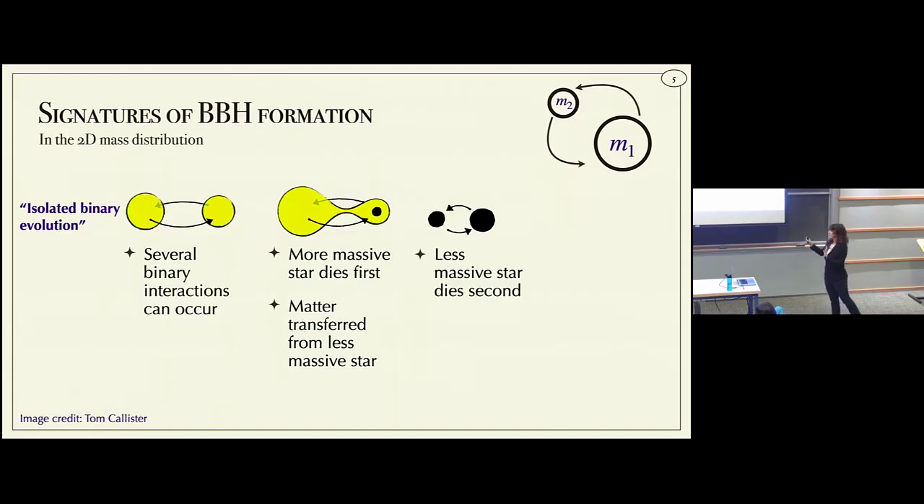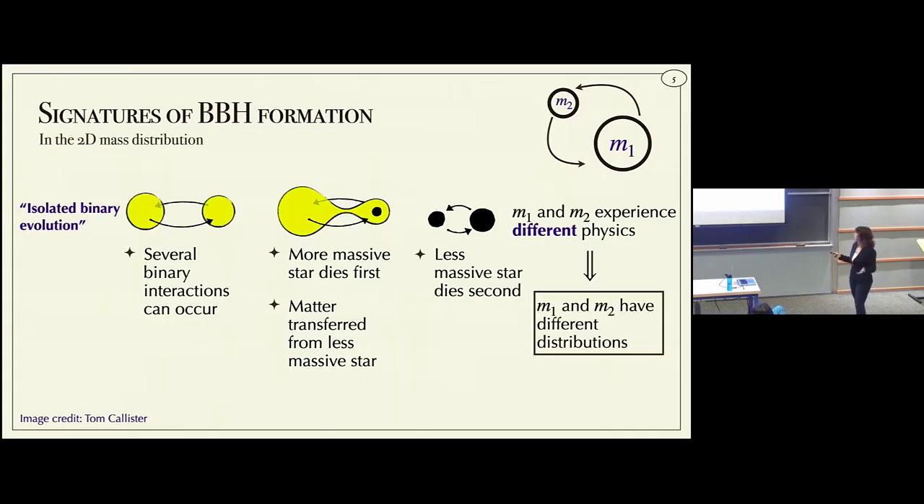People in this room are much more expert on this than me, but the thing I want to emphasize here is that the first star to die, which is the initially more massive star, is the accretor in this scenario, and the second star is the donor. So that's a different physical process being experienced by the two objects. After the less massive star dies, M1 and M2 have now experienced different physics because one was the donor and one was the accretor. If this is true on average in the whole population, you would expect different primary and secondary mass distributions.